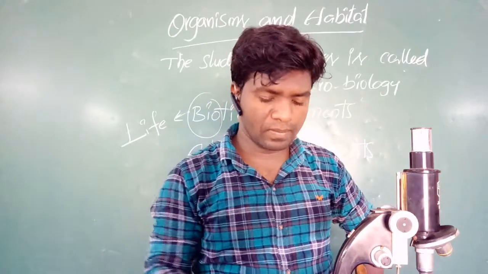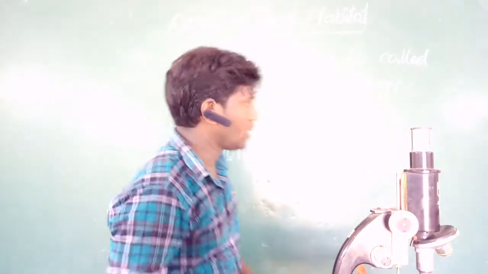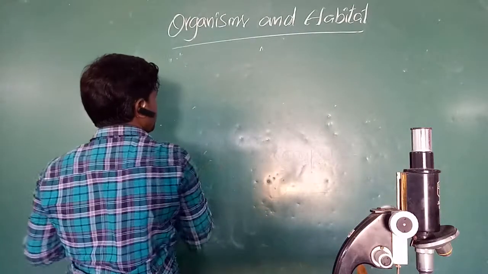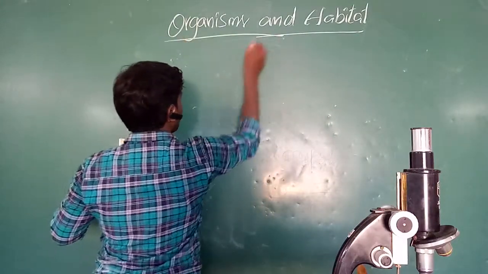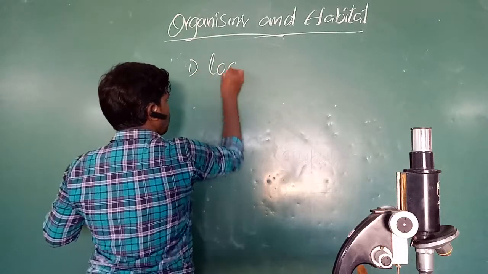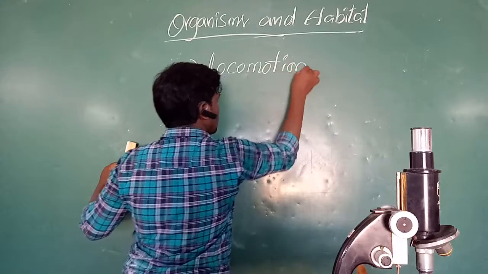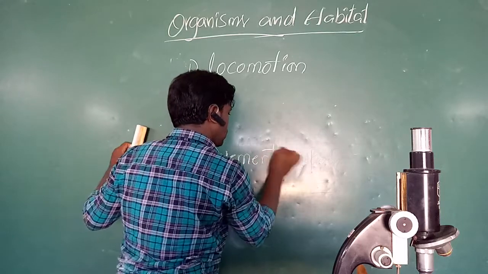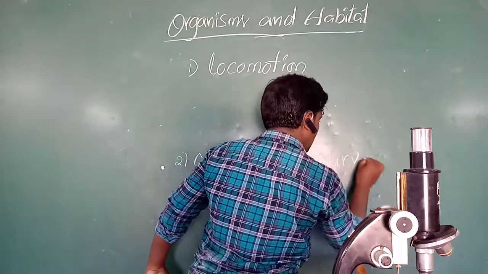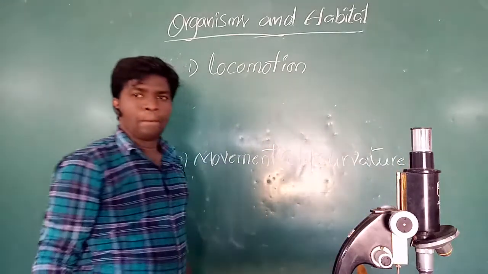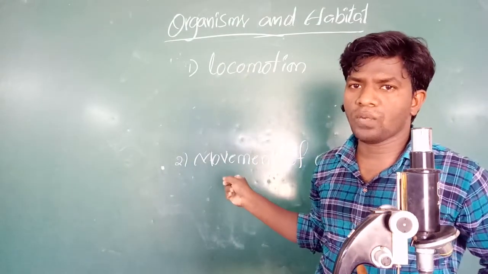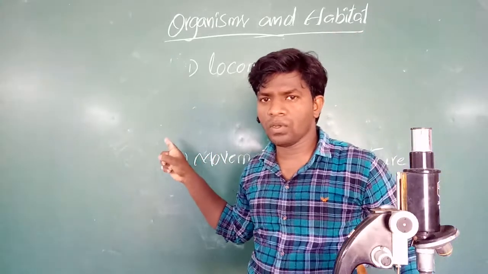Based on this, living beings show two types of movements. What are they? First one is locomotion. Second one is movement of curvature. The animal shows two types of movements: locomotion and movement of curvature.